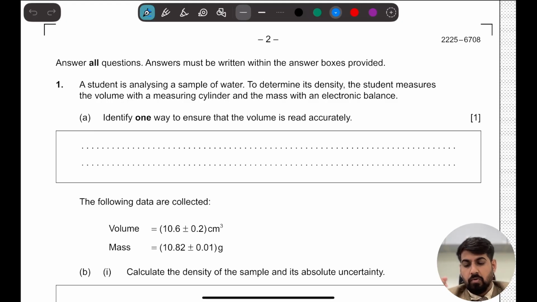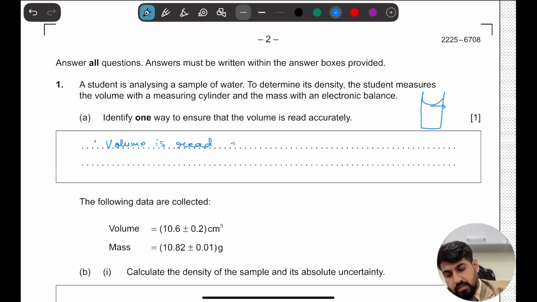So, if you want to make sure that the volume is read accurately, when you see a container, generally this is how the water sits stable in the measuring cylinder. So you have to read the lower meniscus. So make sure the volume is read at the lower meniscus.